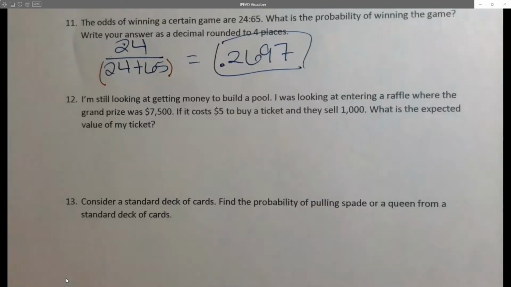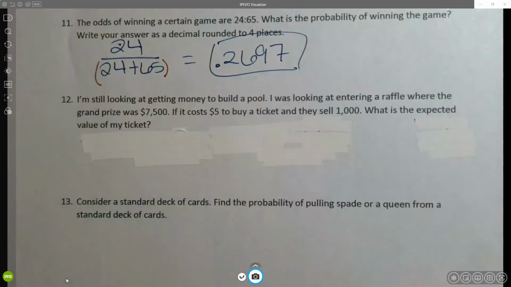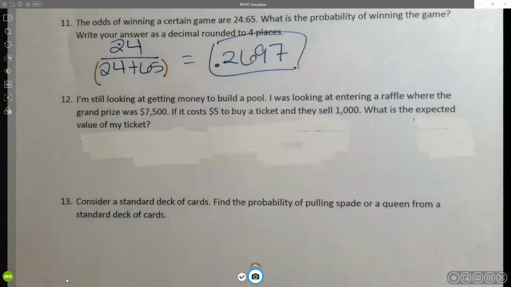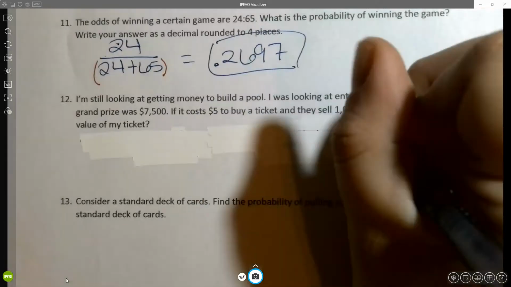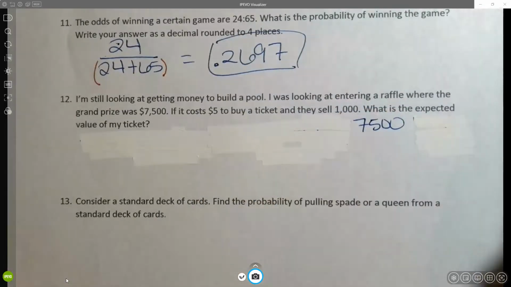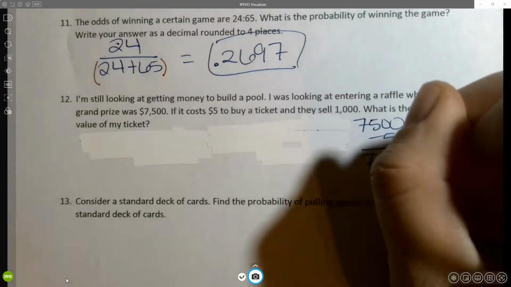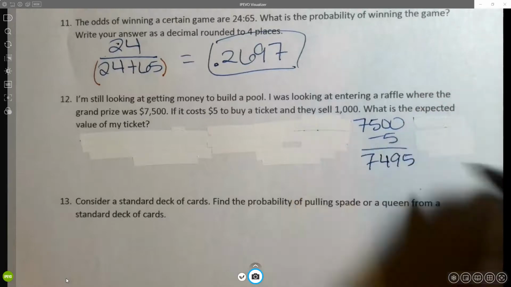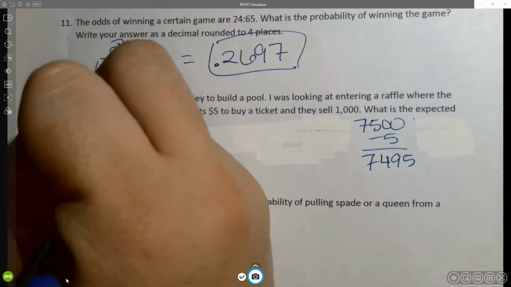Number 12 says I'm still looking at getting money to build my pool. I was looking at entering a raffle where the grand prize was $7,500. If it costs $5 to buy a ticket and they sell 1,000, what is the expected value of my ticket? Okay, so here if I win, I don't actually win the full 7,500. I had to pay $5 to get that. So I want to figure out the true value of winning. So I take the 7,500 and subtract the $5, which gives me 7,495. So that's how much I actually win if I win.